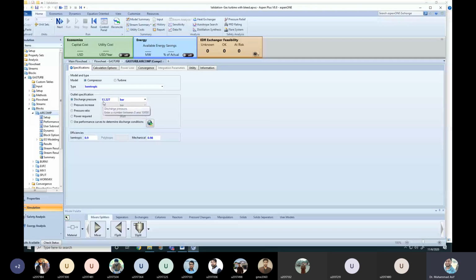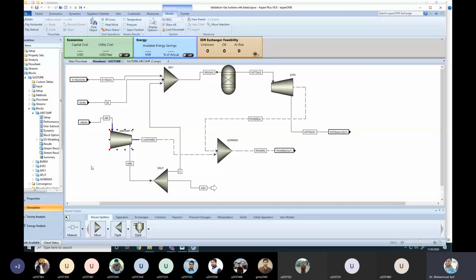It's almost, let's say, 13.327 bar pressure we want at the discharge. Let's say we have assumed 0.9 isentropic efficiency and 0.98 mechanical efficiency. Then after compression, it goes to some mixing chamber, right? In the mixing chamber, we need some fuel as well. So let's say the fuel is also entering into the mixing chamber.